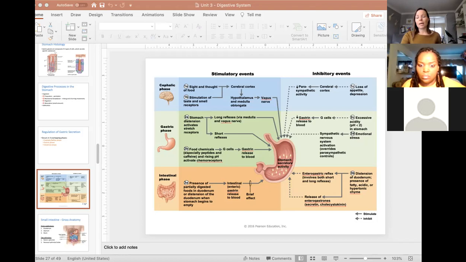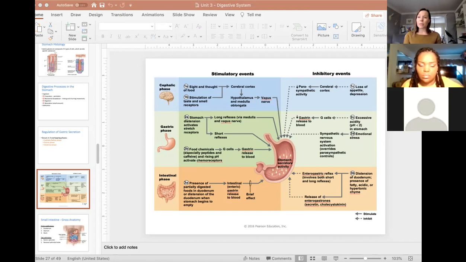So there's something called, let me see if it's on here. Yeah, it's right here. It's called the enterogastric reflex. So entero, that part of the word refers to intestines, and gastric refers to stomach. So basically this reflex involves neurons from the small intestine inhibiting the secretion of gastric chemicals and enzymes.